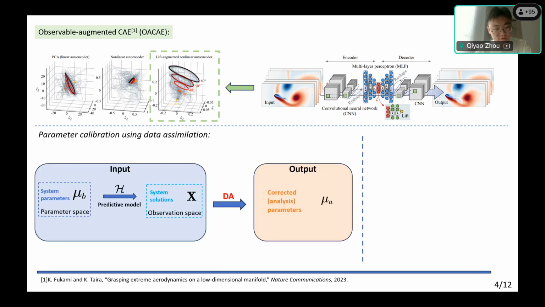And the last part of the background introduction is parameter calibration using data assimilation. So in our setting, we can start from a background of the parameter, and together with the observations in solution space, and what we also have is the predictive model that links the parameter space and the solution space. And then we can use data assimilation to help us to update the background parameter and to yield the corrected or analysis parameter.